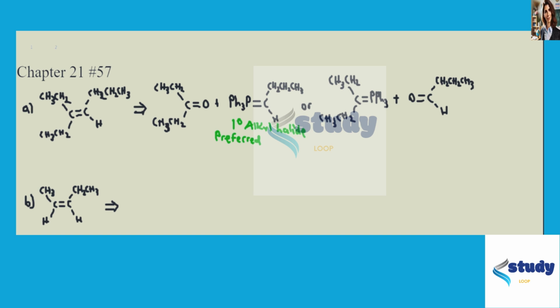So for part B, we can make the left side the carbonyl. That's going to make the right side the Wittig. Or we can make the left side the Wittig. Which is going to make the right side the carbonyl.